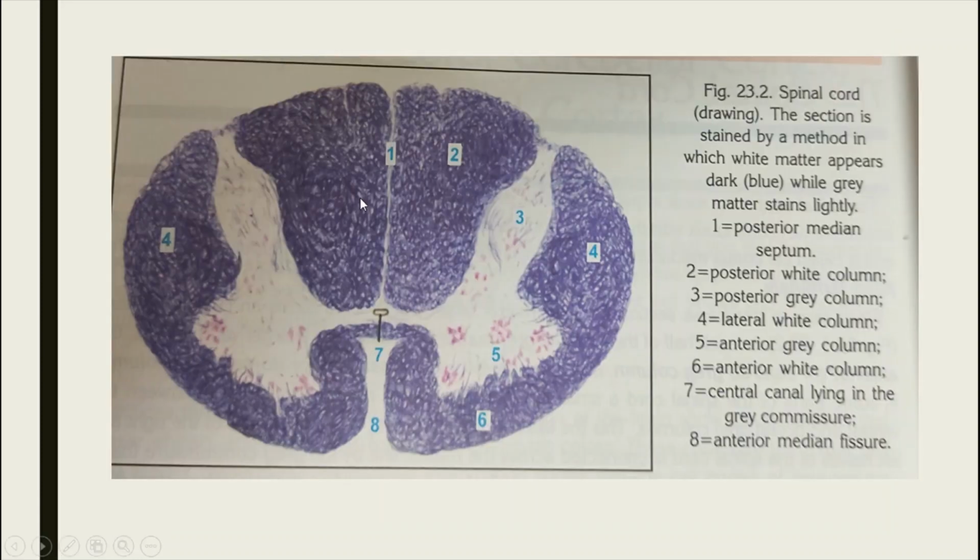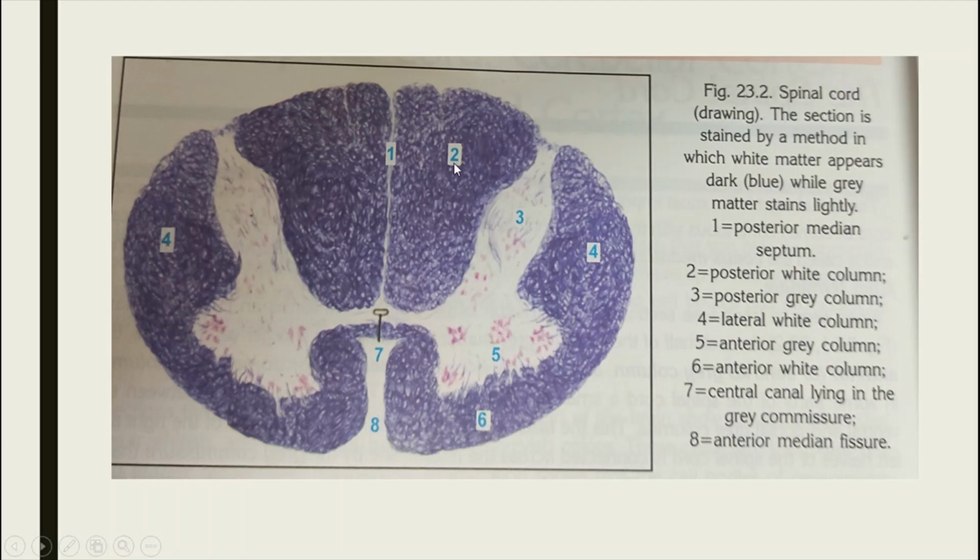So this is a specialized technique of staining to show the lighter regions darker and darker regions lighter. So in this diagram we can identify 1 as the posterior median septum, 7 as the central canal within the central portion of the gray matter, and 8 is the anterior median fissure.